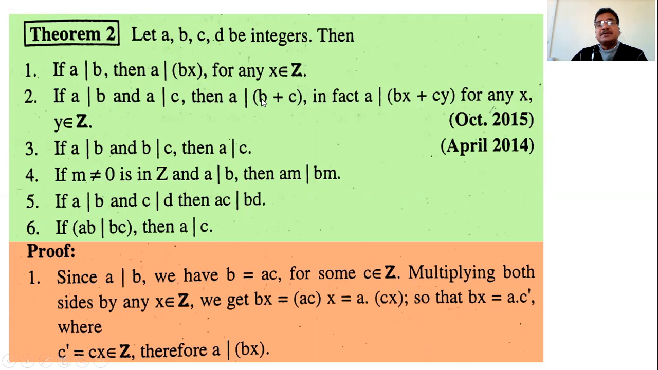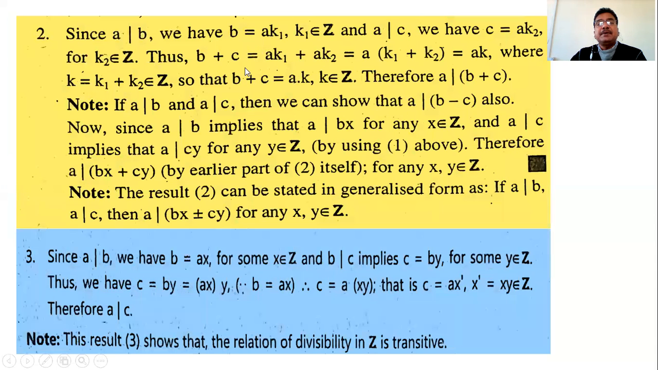A divides B plus C if B plus C is expressed in the form A times some integer. So consider B plus C. The value of B is AK1 and the value of C is AK2. Take A as common, and denote K1 plus K2 by K. Obviously K1 and K2 are integers, therefore K1 plus K2, that is K, is an integer. So B plus C is expressed in the form A times some integer, and therefore A divides B plus C.